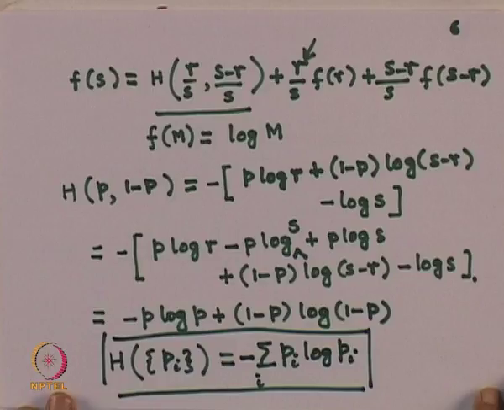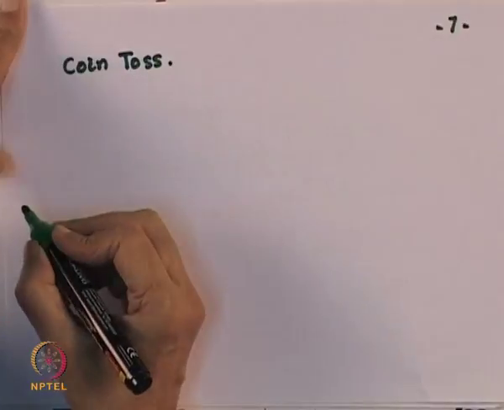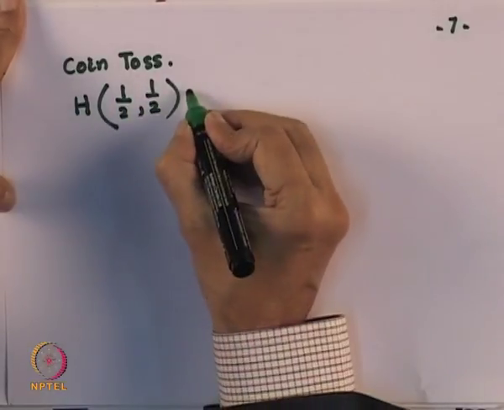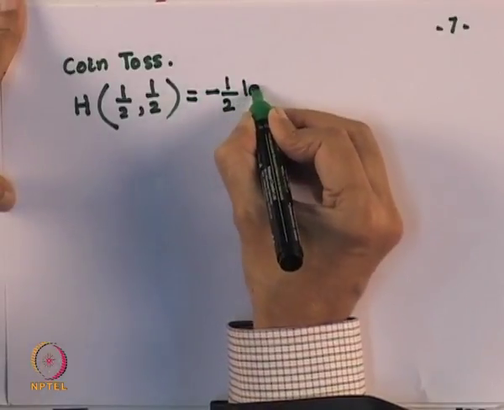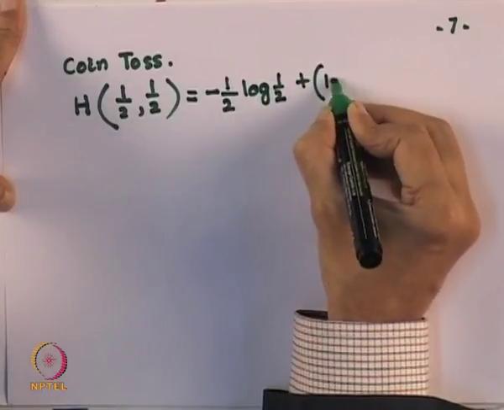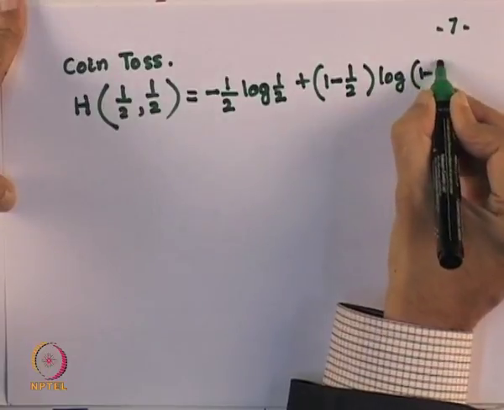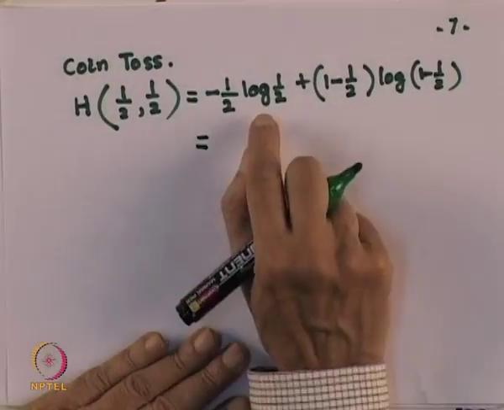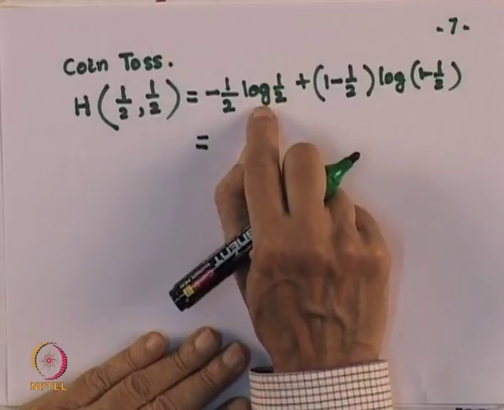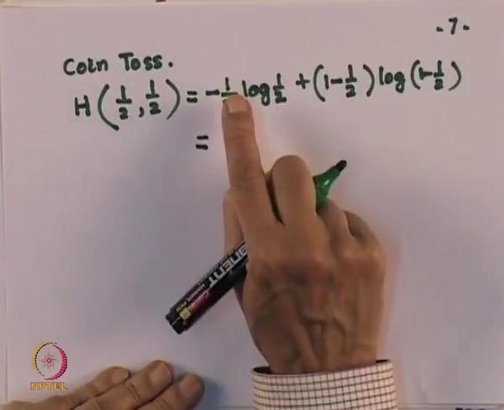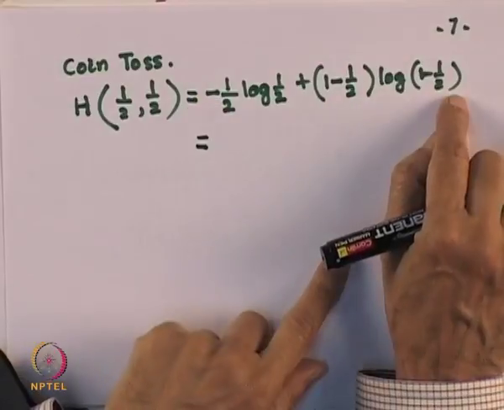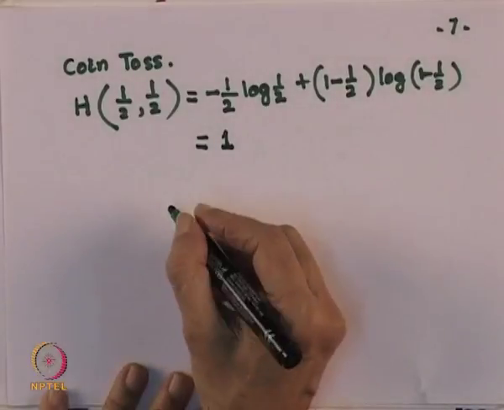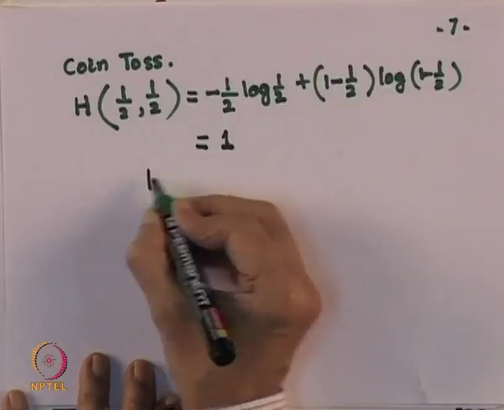Supposing I am talking about a coin toss. So coin toss is obviously given by H of half, half, which is equal to minus half log half plus 1 minus half log 1 minus half. And you can immediately see, since I have said that the base of logarithm is 2, the minus goes away, I get half log 2, which is half, and this is also another half log 2. So I add it together, I get 1. So we say the associated uncertainty with a coin toss is 1 bit of uncertainty.